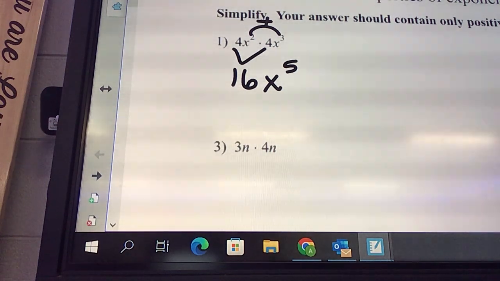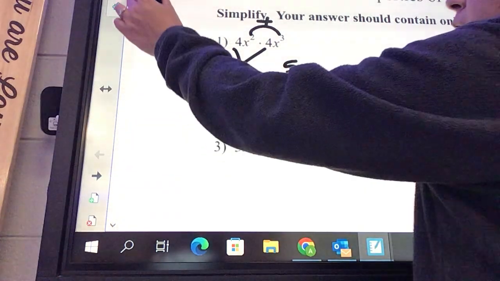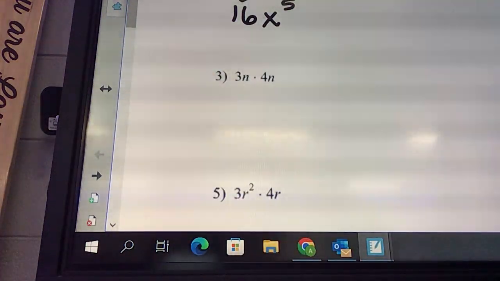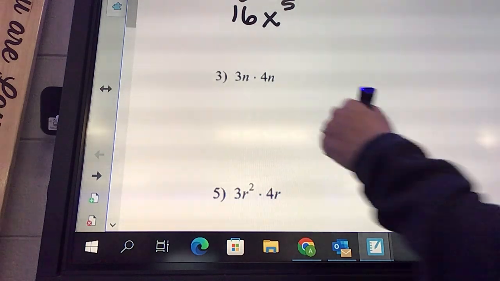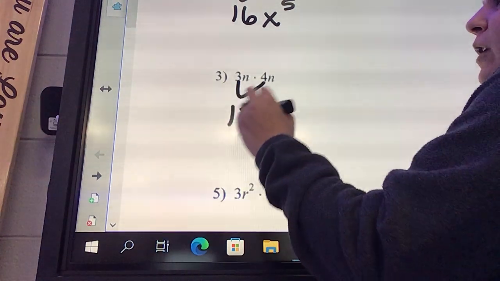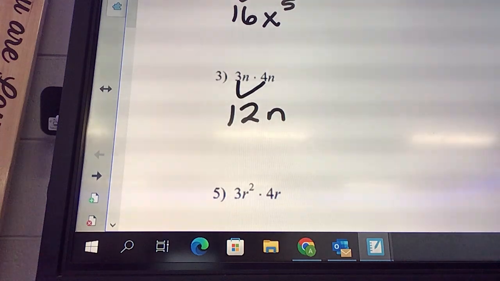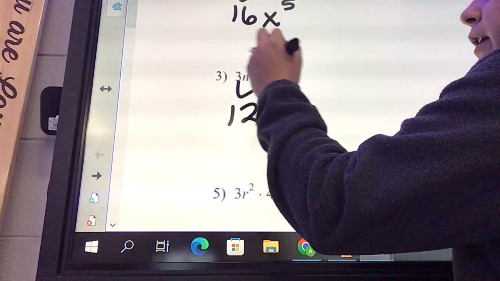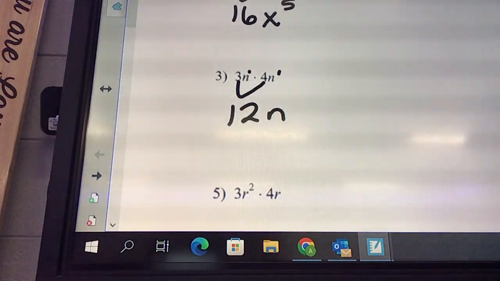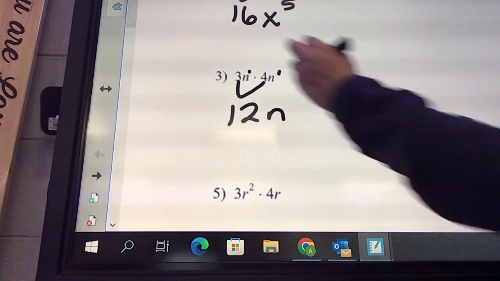All right, on number 3, you're going to multiply the two big ones. Okay, so 3 times 4 is going to be 12, and you're going to add up the little ones, which is going to be what? Okay, well, we learned if there's no number there, what number is it? A 1. So you can put a 1 here and a 1 here. Okay, so 1 plus 1 is going to be 2.